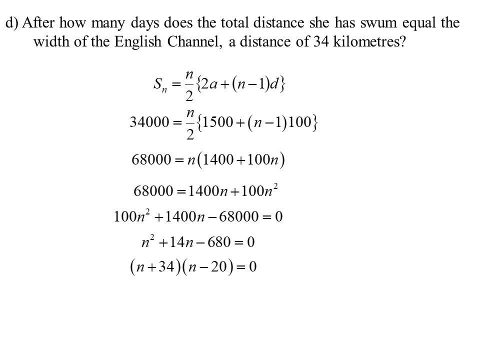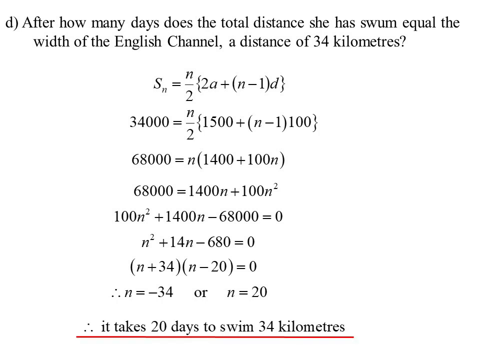What multiplies together to give negative 680? What adds together to give 14? We have our numbers 34 and negative 20. So it's either going to be negative 34 or 20. Now if she was smart, she would take the option negative 34. Because that would mean I'm going to start, but go, well actually 34 days ago, I'd already achieved it, so now I don't have to do anything. 20 days to swim 34 kilometres.